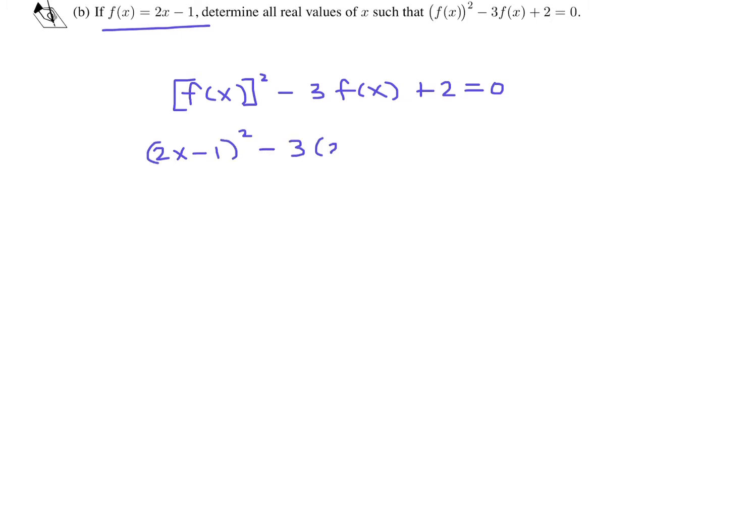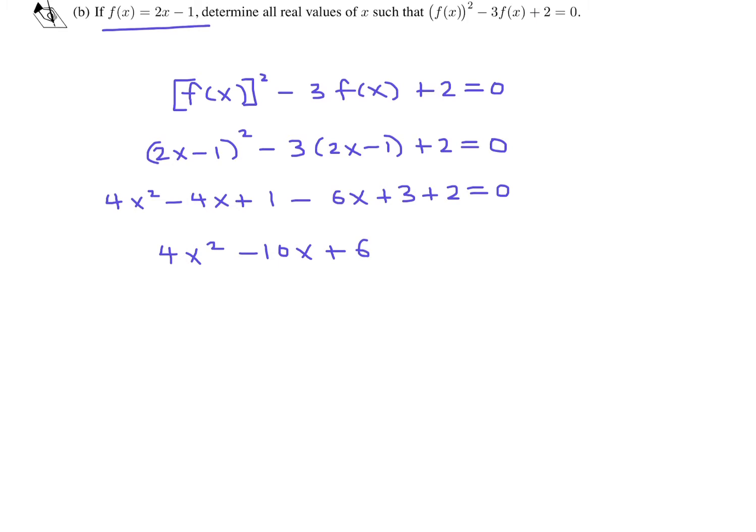If f of x is equal to 2x minus 1, determine all real values of x such that f of x squared minus 3f of x plus 2 is equal to 0. So we got f of x all squared minus 3 times f of x plus 2 is equal to 0. Well, f of x is equal to 2x minus 1, so substitute that in. And we get that squared minus 3 times 2x minus 1 plus 2 is equal to 0. Now we've got to do this expansion. So we got 4x squared minus 4x plus 1 minus 6x plus 3 plus 2 is equal to 0. So this becomes 4x squared minus 10x plus 6.